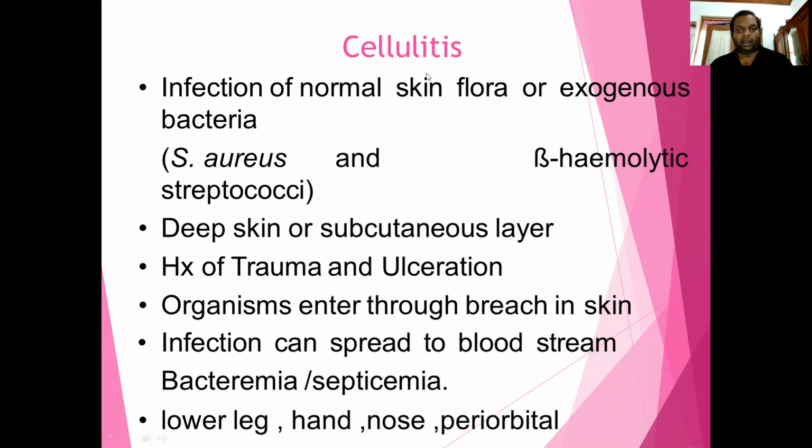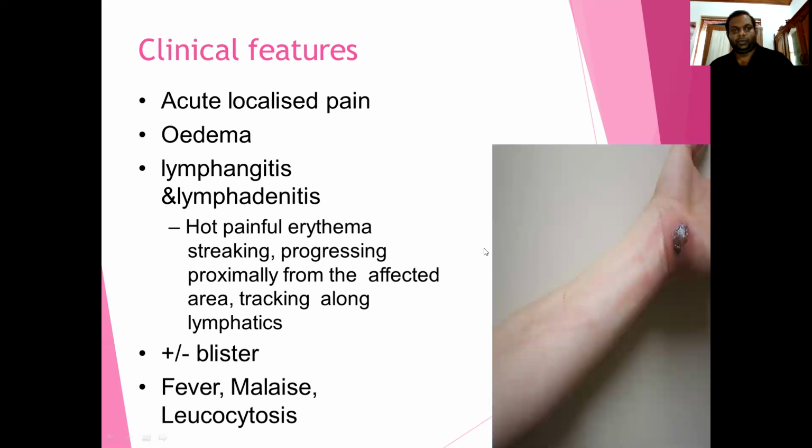This is skin normal flora. Once in the skin they are non-pathogenic, but once they reach the deeper tissue by inoculation through this breach, they are in a favorable condition and it leads to infection and inflammation. Later it can spread to the bloodstream, leading to bacteremia and septicemia. It's a deadly condition. It can involve the lower leg, hand, nose, periorbital area, likewise facial cellulitis.